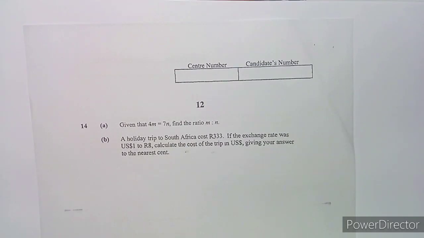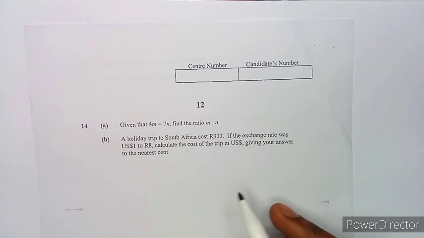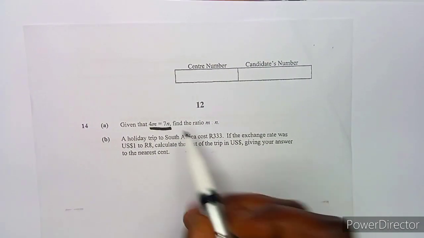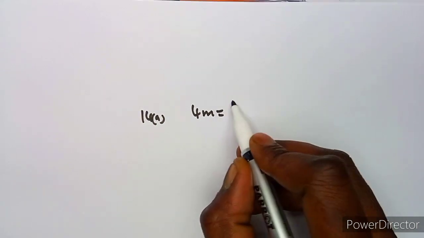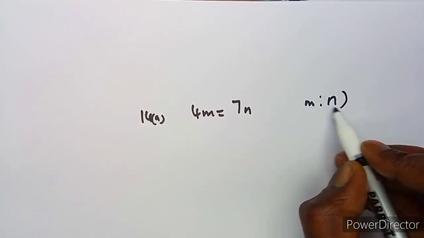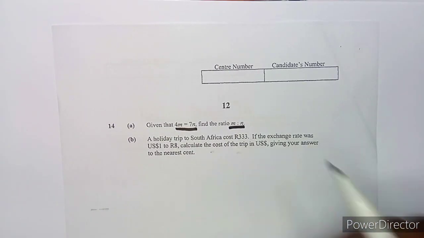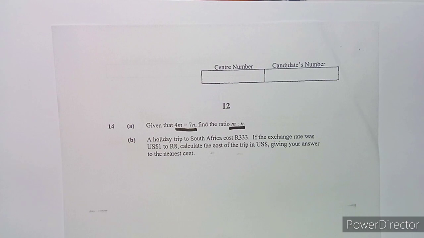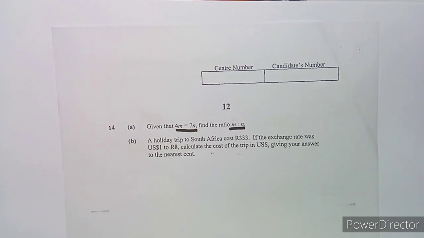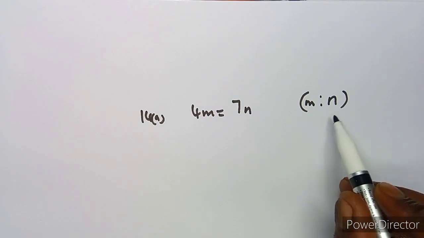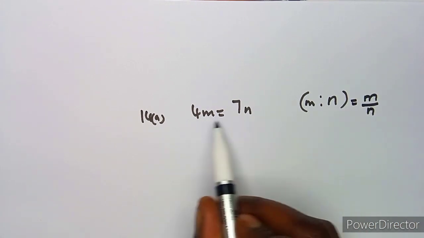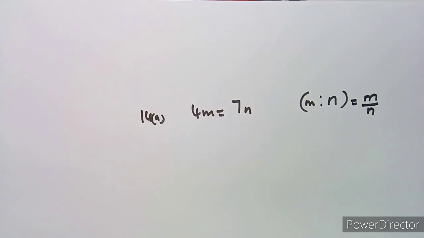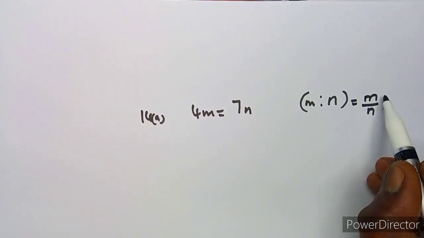Then let's see the other part. This one is one of the most confusing questions, and I don't know how people get confused on these typical questions where we are given, on number 14 a, that 4m is equivalent to 7n, and you're asked to find the ratio of m to n. Take note, guys, when you're answering questions, this ratio of m to n is the same as writing m over n like this. So it's not like you are just cancelling to say m to n, so it's 4 to 7. No, it's not like that.